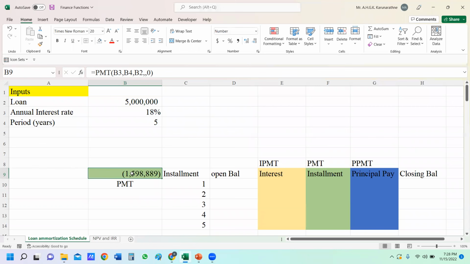You can see the installment is quickly computed. This is what we call the loan installment. I think if you remember, this is the same installment we computed using the present value interest factor annuity formula. So accordingly, now we can fill the installment column.